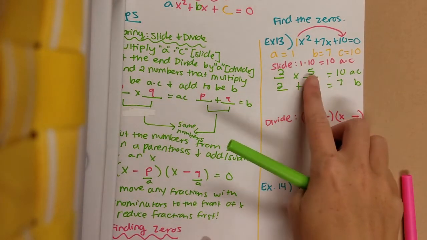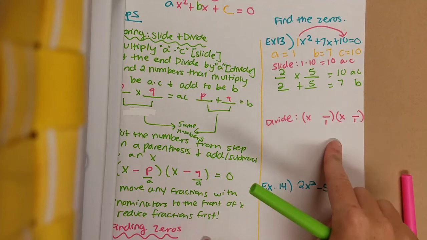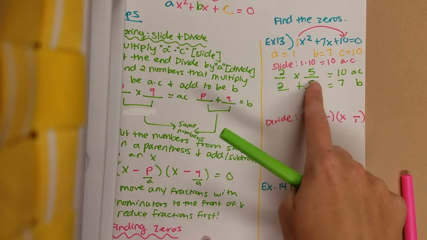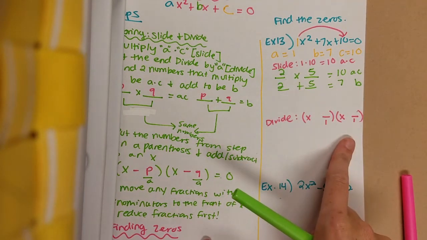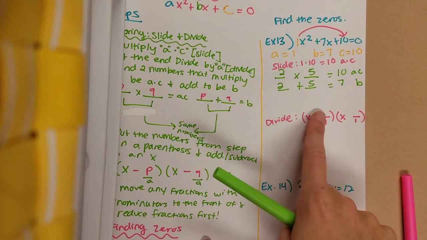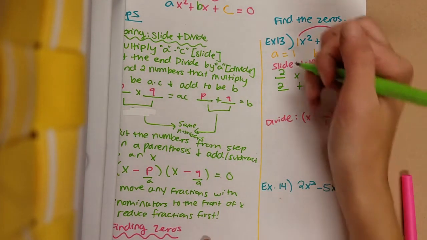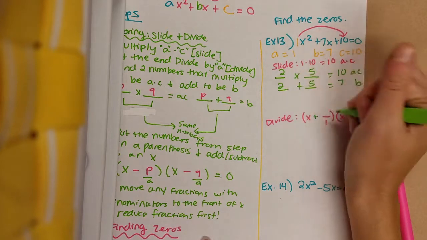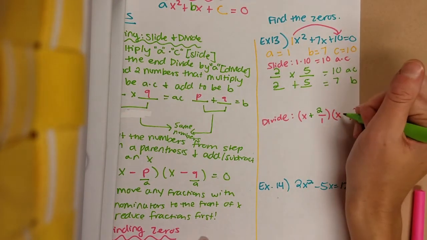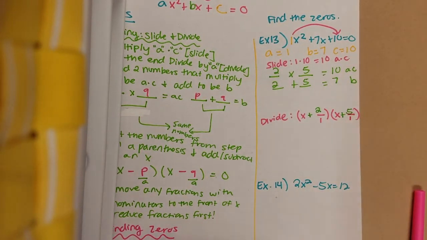Okay, so these numbers are the ones we put in our parenthesis. Since they're both positive numbers, we will be adding in our parenthesis. If any of these were negative, we would be subtracting in our parenthesis. So I'm going to bring down my positive 2 and my positive 5. So we're going to add the 2 and the 5. Okay, so that's the next step.